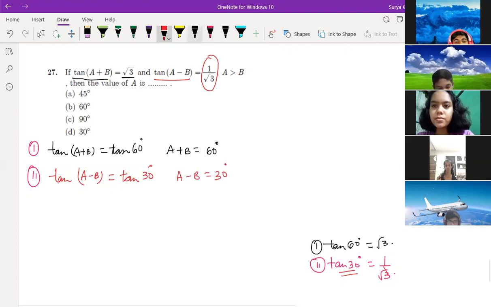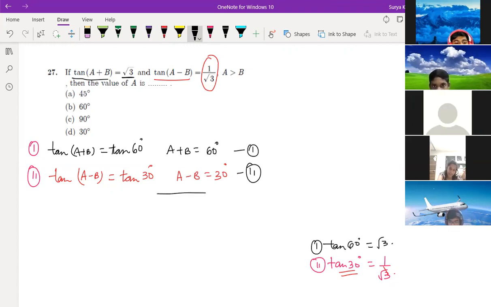So now we are having two equations here, first and second. Can you solve, children, all of you? Chanchal, can you solve this? So now what we can do, we can just add both the equations. Minus B and plus B will get cancelled. So 2A is equal to 90. So A is equal to 45 degree. All right, A is equal to 45 degree.